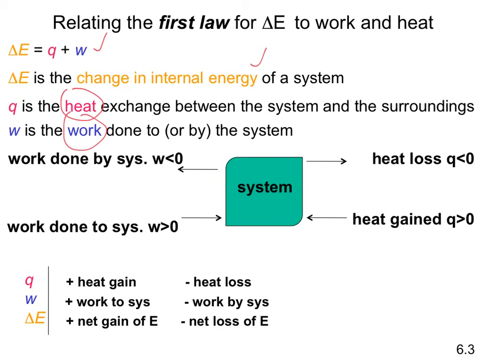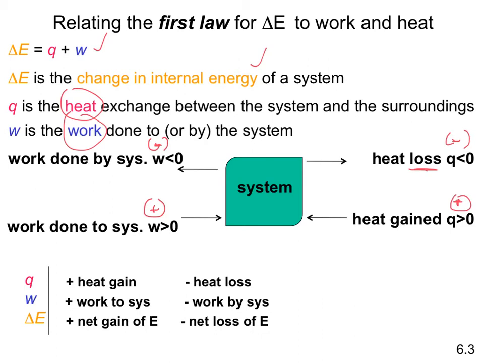Work is the work that's done to or by the system. Once again, everything is in reference to the system and the surroundings. If the system does work, actually performs some function or some movement, your W value is going to be negative. If work is done to the system, your W value is going to be positive. In that same thought process, if heat is lost by the system, your Q value, representing heat, is going to be negative. If heat is gained, if the system absorbs heat, your Q value is going to be positive.